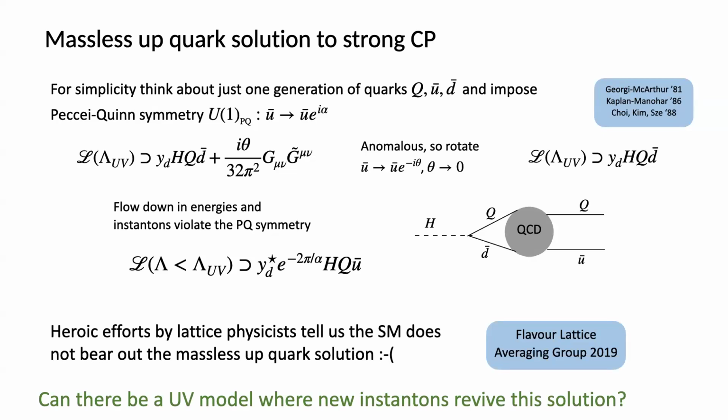around 4 decades. But now some fantastic efforts by lattice physicists have unfortunately told us the standard model does actually not bear out this massless quark solution. Roughly, the QCD instantons are not powerful enough to account for all of the mass of the quark. But now we've just learned some new symmetry tools where we can understand when there might be new UV instantons that can do something interesting. So maybe there's a way to revive this model with some small instantons.